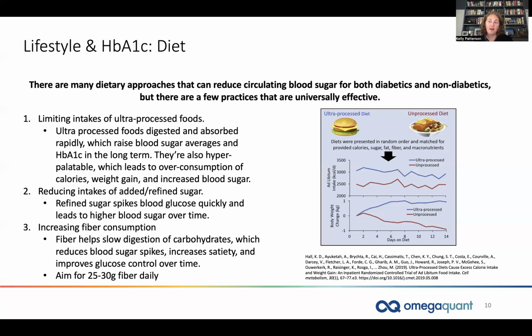25 to 30 grams of fiber is a minimum. We should be eating at least that amount every day, and it should be more. You want to increase your fiber intake slowly. Make sure you're drinking lots of water to avoid a little GI upset in the beginning. But yes, fiber is super, super important.